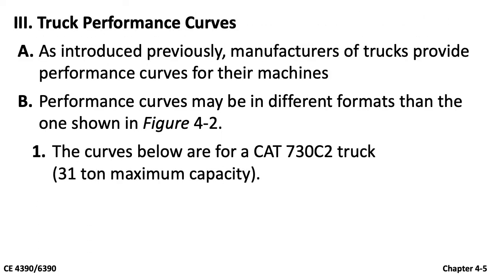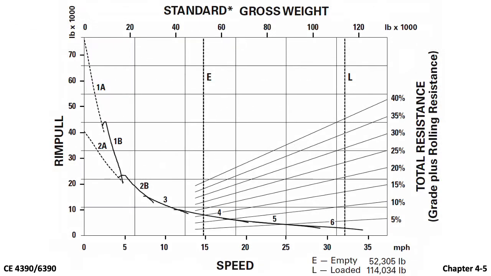Section 3, Truck Performance Curves. So this figure is one example of performance curves. The top axis is the weight of the machine, including the load, and the bottom axis indicates the speed. The right vertical axis represents the total resistance in percentage. E indicates the empty truck weight. L refers to the total weight when the truck is fully loaded, and the input that you need include the total weight and the total resistance. So with these two pieces of information, you can calculate the maximum speed.